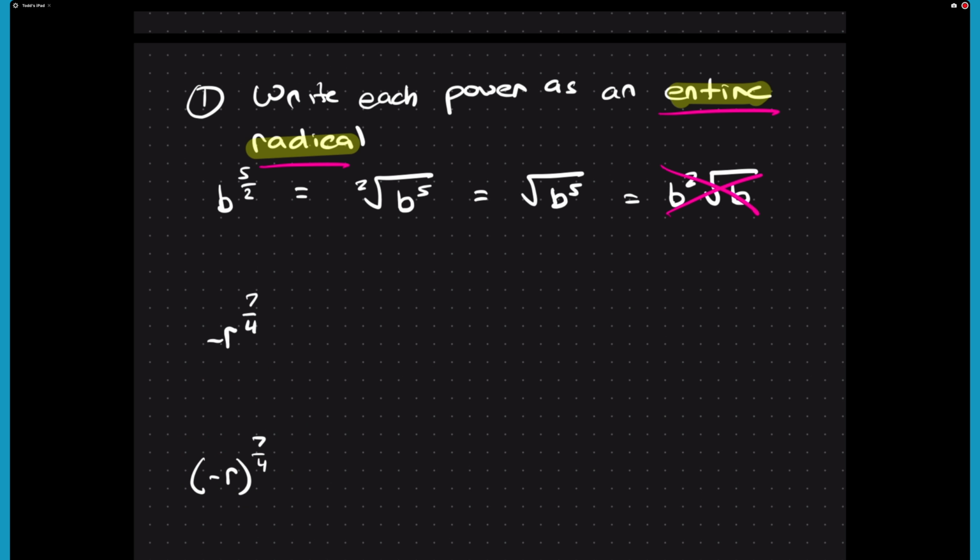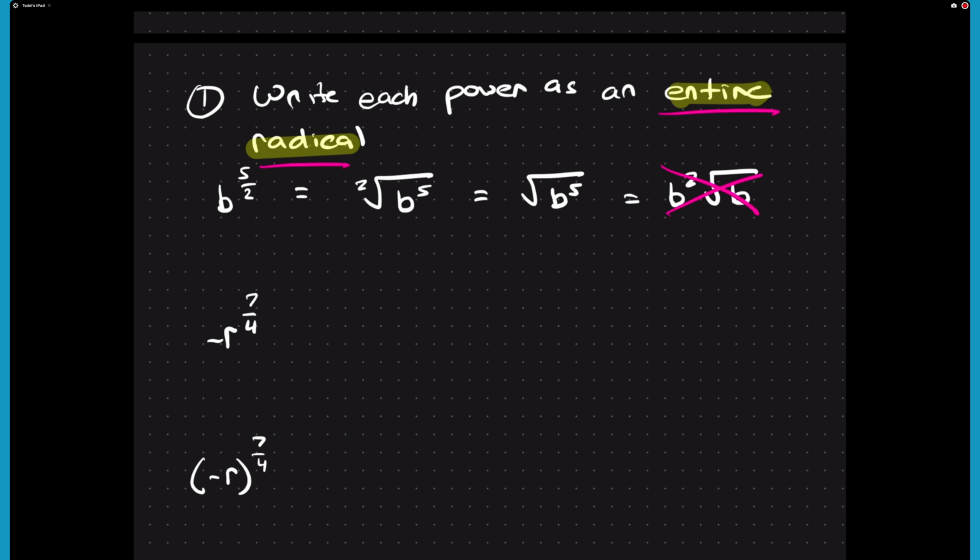Now what about the next example below that? Negative r raised to the power of 7 over 4. When you see that negative sign, don't get mixed up and try to go 1 over r to the 7 over 4, because that negative sign is in front of our base there. It's not part of the exponent. So we only change that to a 1 over when the exponent itself is negative.